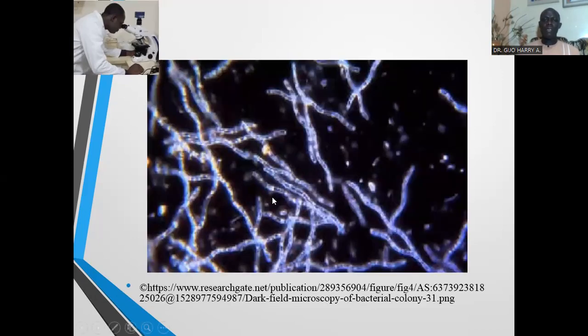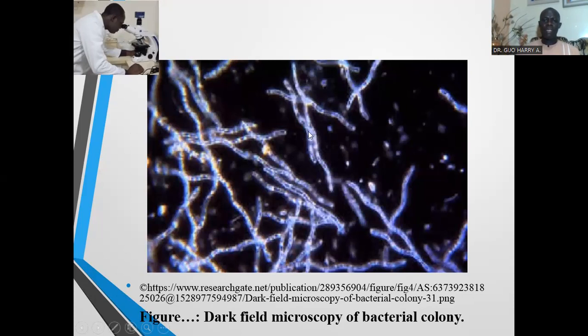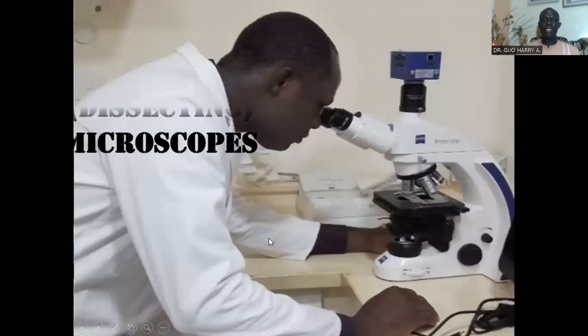Now, the image that's created by the dark field microscope is the image of a bacterial colony. The bacterial colony appears to be bright against a dark background. They appear to be brightly colored amidst a dark background, just like the stars in the skies at night. So it's effective in viewing such organisms that cannot be easily seen.